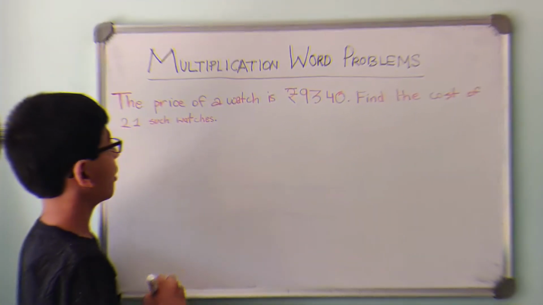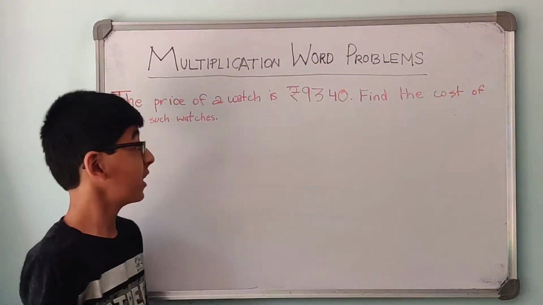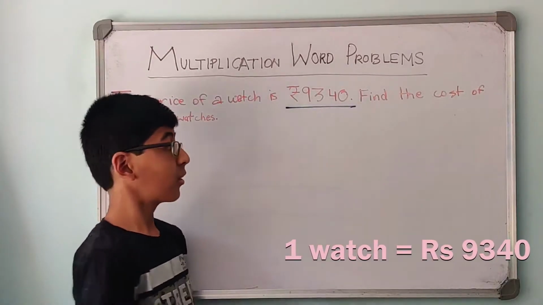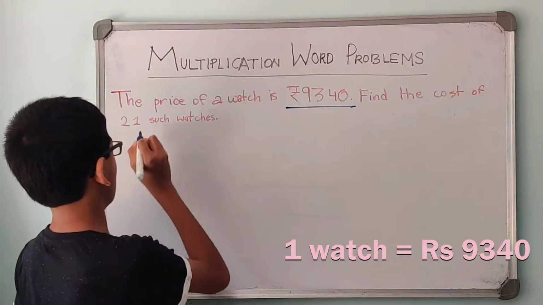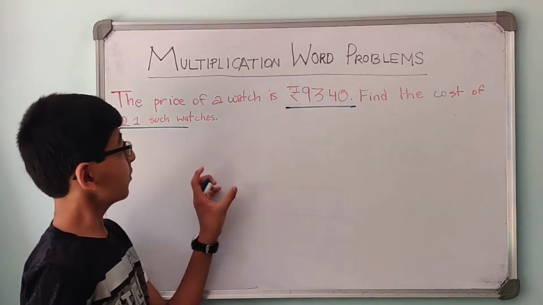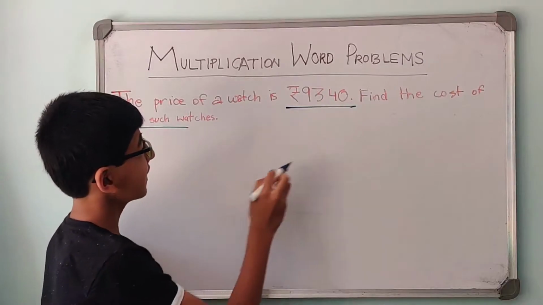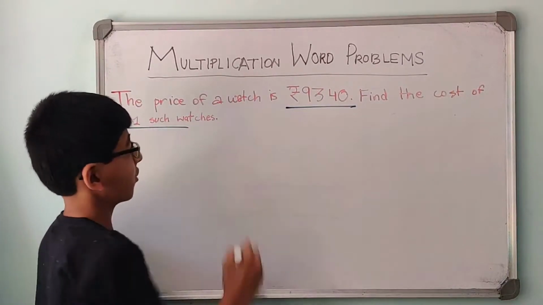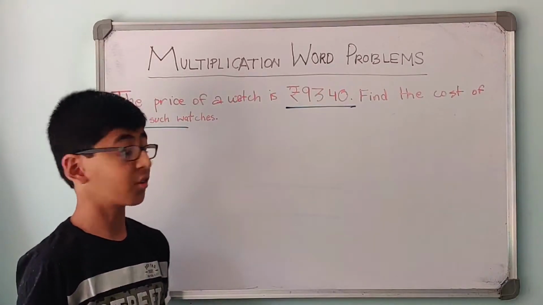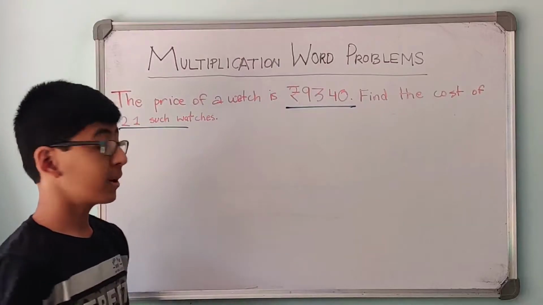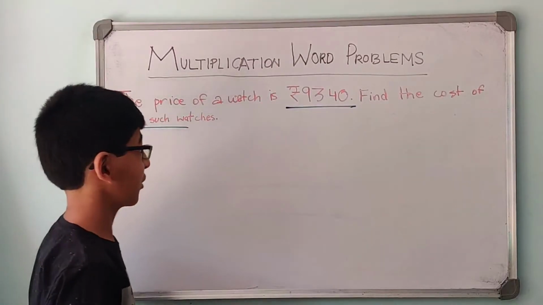The price of one watch is 9,340 rupees. So now we have to find the cost of 21 such watches. So one watch costs 9,340 rupees and we have to find the cost of 21 such watches. Not random watches or different watches, the same watches. So how do we do this? We have to do multiplication.